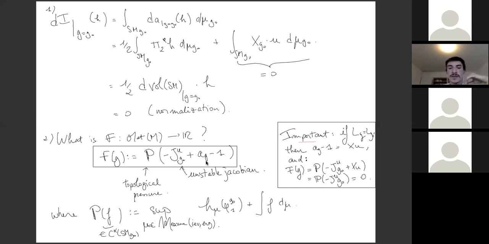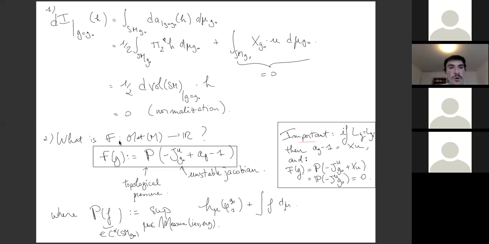And then if you plug this into the expression for F, you see that F of g is the pressure of the unstable Jacobian plus a coboundary. And the pressure here does not see coboundaries. So it's equal to the pressure of the unstable Jacobian, so it's equal to 0. Which means, in other words, that the hypersurface to which I restrict my problem, F of g equal to 0, always contains all the metrics g which have the same Markov spectrum as G0. That's important for my problem, because if I excluded the metrics I'm precisely interested in, then I would say nothing.